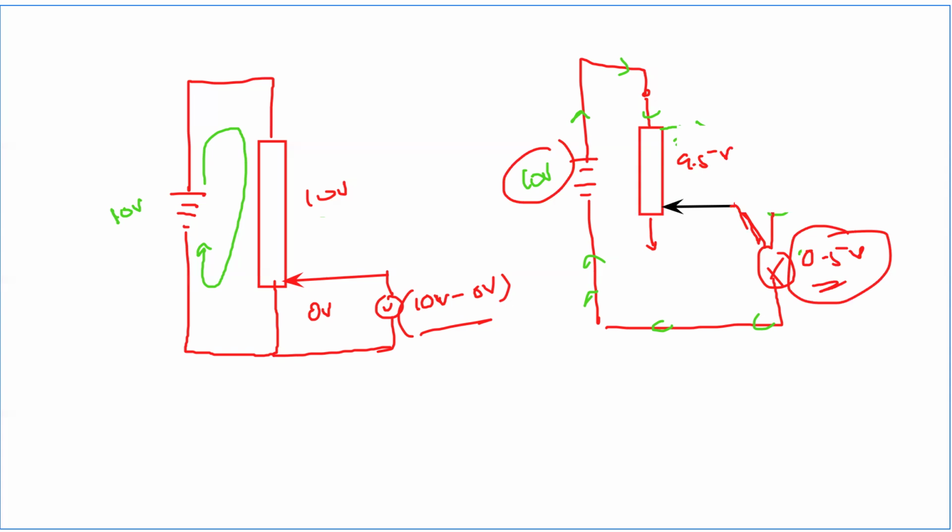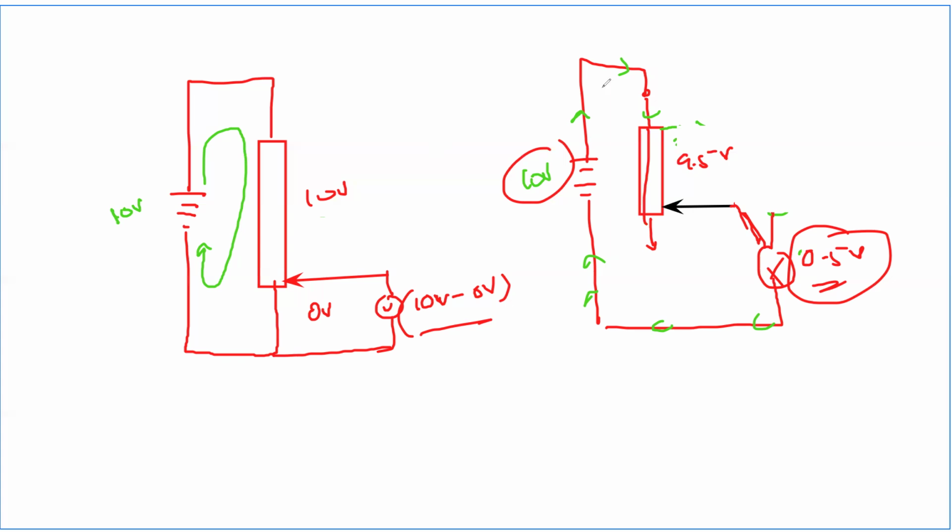But when you use it as a potential divider, you can divide the voltage and vary it from 0 to the maximum value. That's how a variable resistor can be changed into a rheostat or a potentiometer or a potential divider. Is this concept clear?